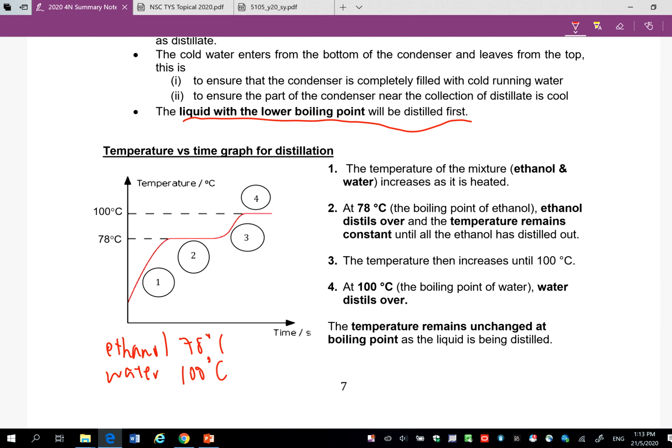After it has collected all the ethanol, the temperature will start to rise again so that you can collect the water, which has a boiling point of 100 degrees Celsius. Take note that the temperature will usually remain constant at the boiling point for a period of time.